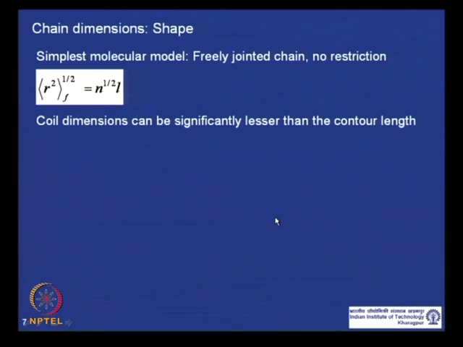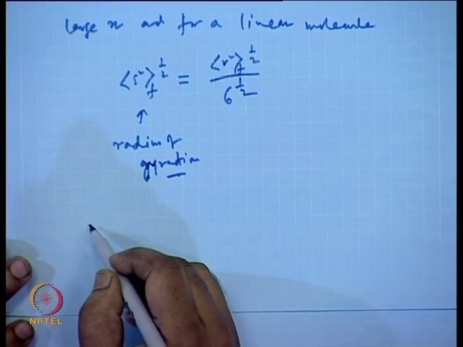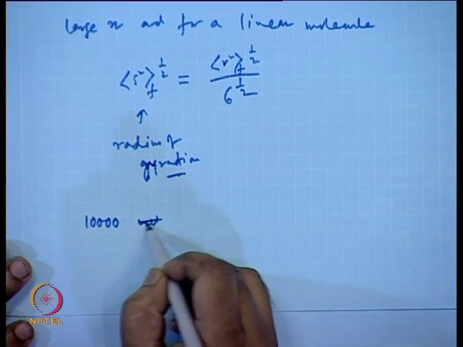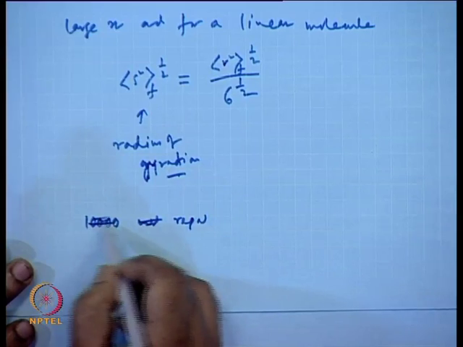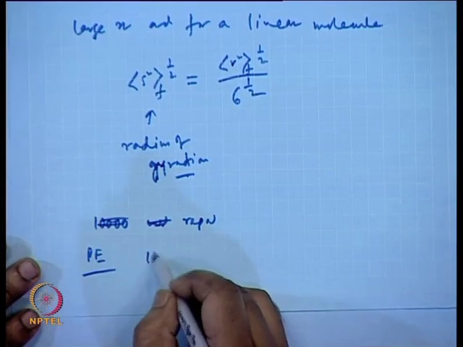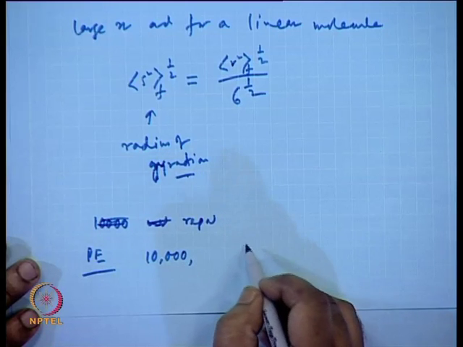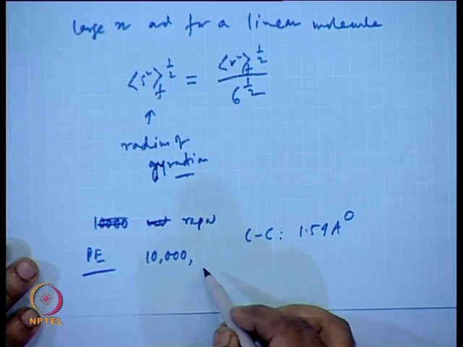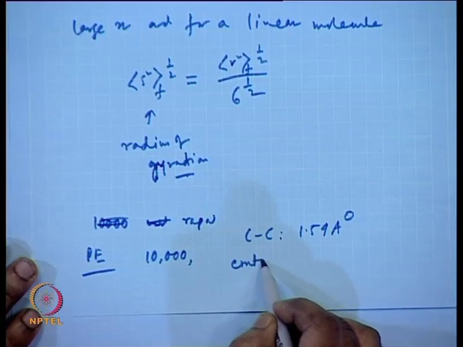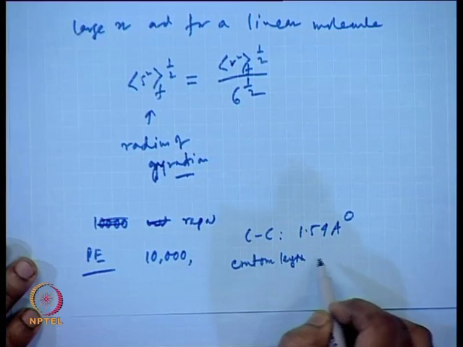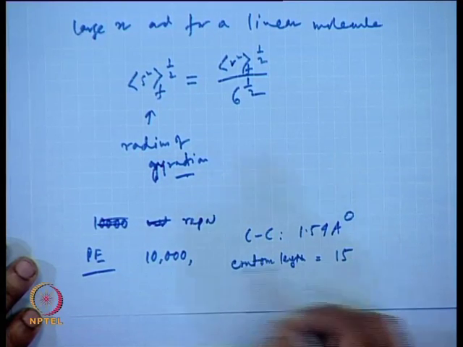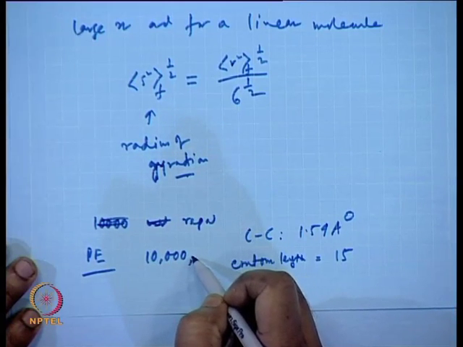If you have a molecule of say 10,000 repeating units, say a polyethylene molecule with 10,000 repeating units, each carbon bond length is 1.54 Angstrom. So, the contour length would be this multiplied by the number of bonds. It will be less than 1 in true sense, but we are ignoring that.